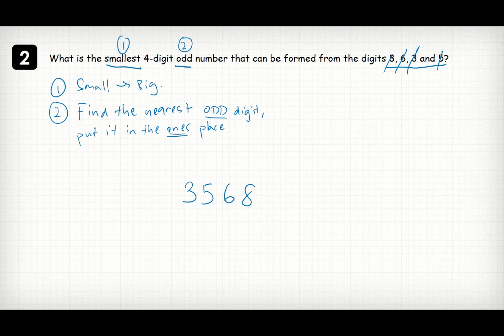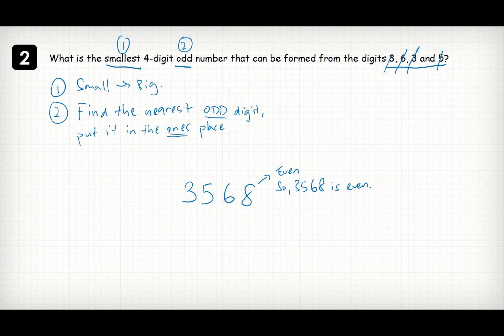Now, let's see this question, if this answer 3568 is an odd or even number. Can you tell? I give you a hint. Look at the ones digit. Can you tell? Right. By now you should get it. 8 is an even number. So 3568 is even.